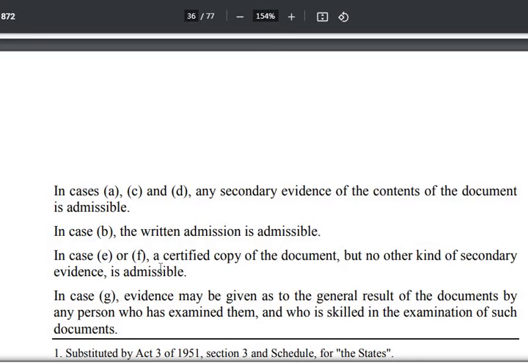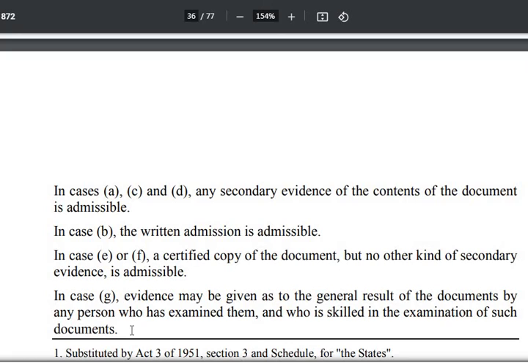In E and F, certified copies, only the certified copies will be allowed, and no other kind of secondary evidence is admissible. In case of G, evidence may be given as to the general result of the documents by any person who has examined them and who is skilled in the examination of such documents. Means any expert can go and inspect the document, create the summary of the document, and present that summary before the court.